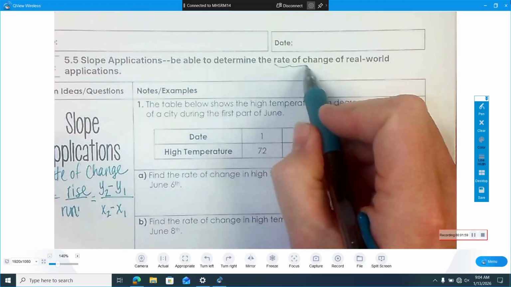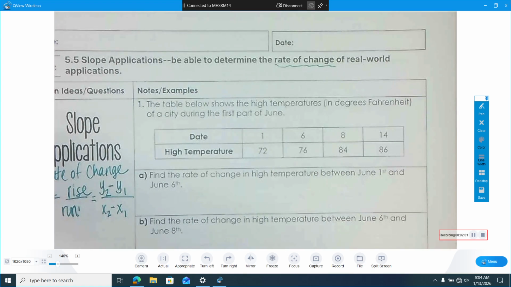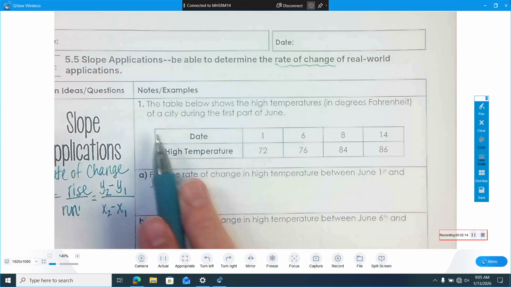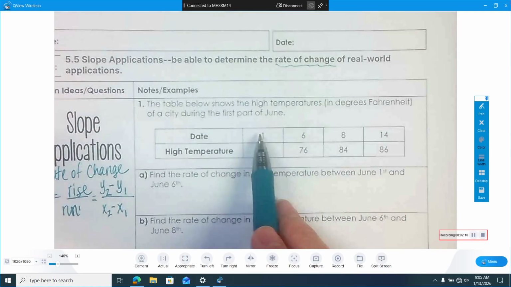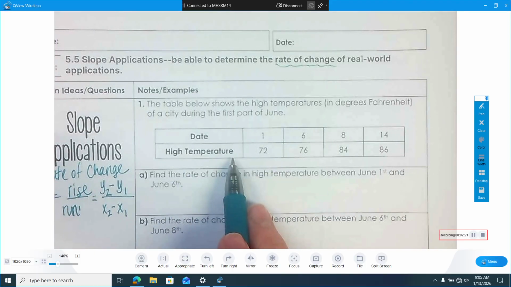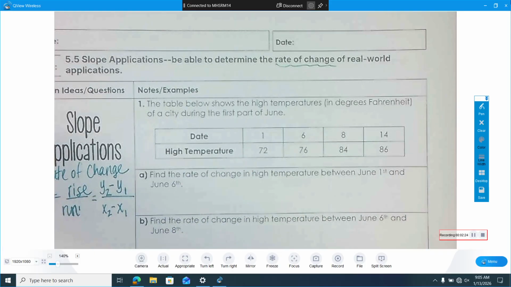We want to be able to determine the rate of change of real-world questions, which is kind of nice to talk about. So here we have the table below shows the high temperatures in degrees Fahrenheit of a city during the first part of June. So this would be June 1st, June 6th, June 8th, June 14th. And the high temperature was 72 degrees on the 1st, that sort of thing. Most problems like this you come across when you're testing are actually really easy, and if you just read carefully, then it goes pretty well.